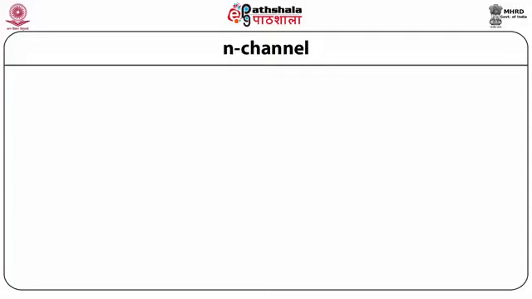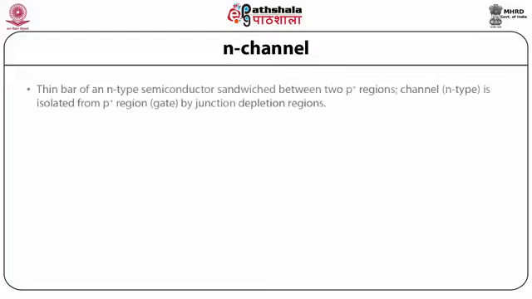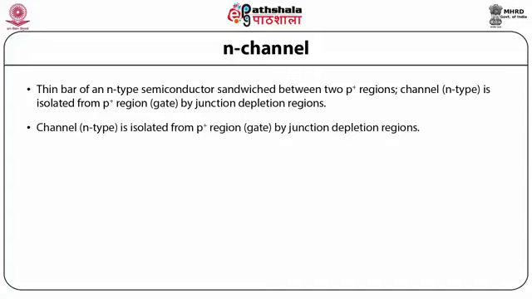So now this figure shows the N-channel JFET, where we have a thin bar of the N-type semiconductor which is sandwiched between two P plus regions. The channel is N-type, which is isolated from the P plus regions, the gate, by junction depletion regions.